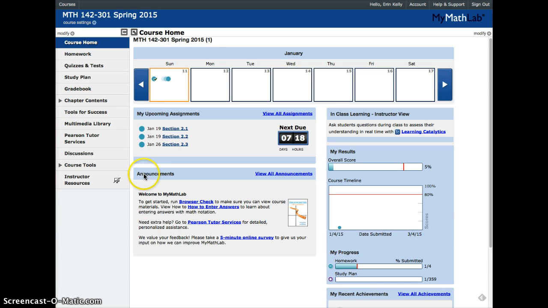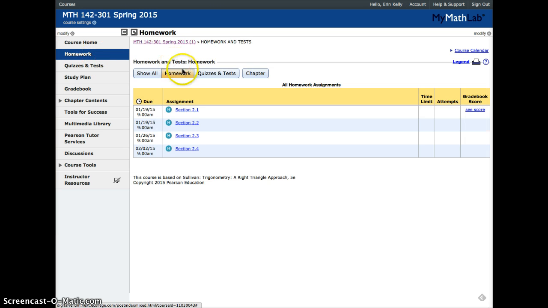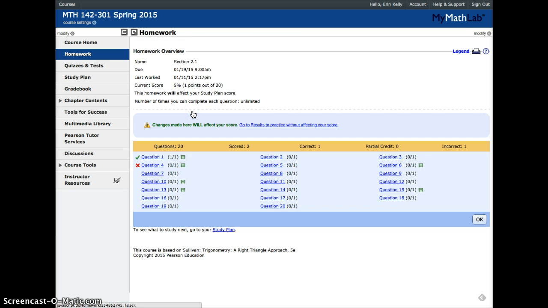To access a homework assignment, you could click on the links right here. These will always be here telling you what the most recent upcoming assignments are. Alternately, you could click the homework link and this will show you all homework assignments as well as the due date and the time that it's due, and you can access a homework assignment through these links as well. So either way will work, it'll take you to the same thing.